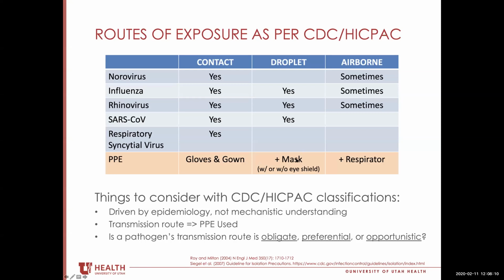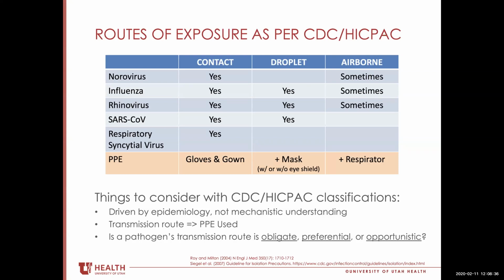In droplet, they would add a mask, which may or may not have an eye shield attached to it. So again, this would be a surgical mask that's designed to protect against the spray of large droplets onto the face. Whereas for airborne, we would then add a respirator, and the standard respirator that's used is an N95 filtering facepiece respirator, although other respirators can be worn and are worn in healthcare settings.